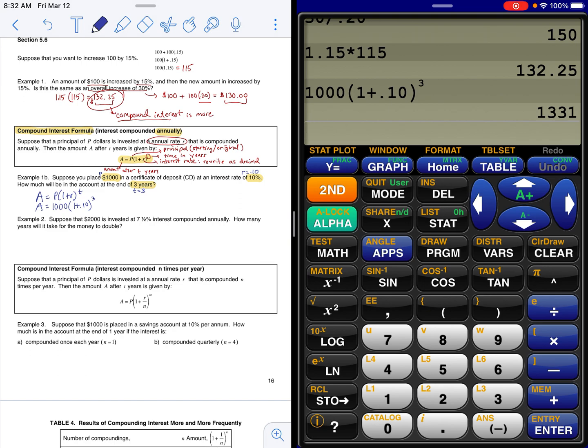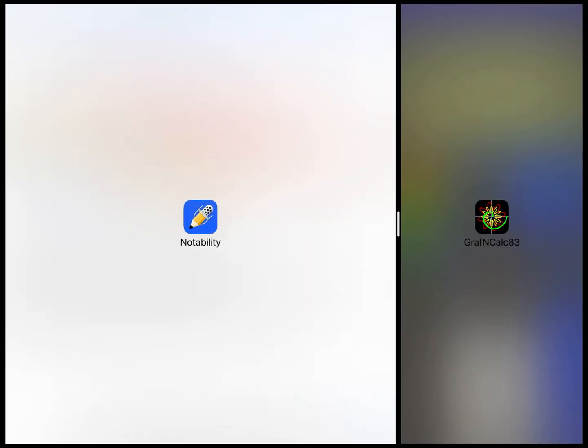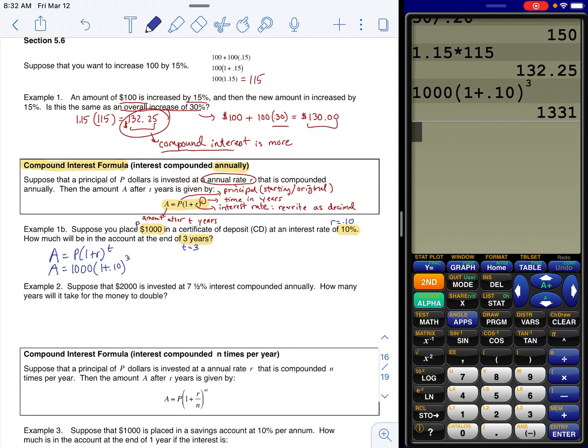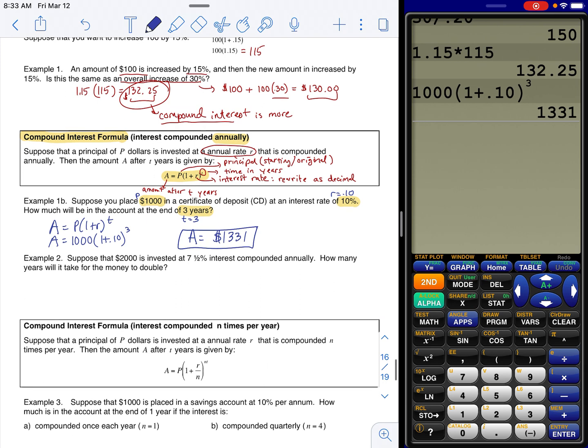Okay, so just type that in your calculator. You get 1,331 as my amount afterward, after 3 years. And again, that's a compounded annually interest rate. So some of these problems are very straightforward. You just have to know what all the variables represent. You just plug it in and work through it.